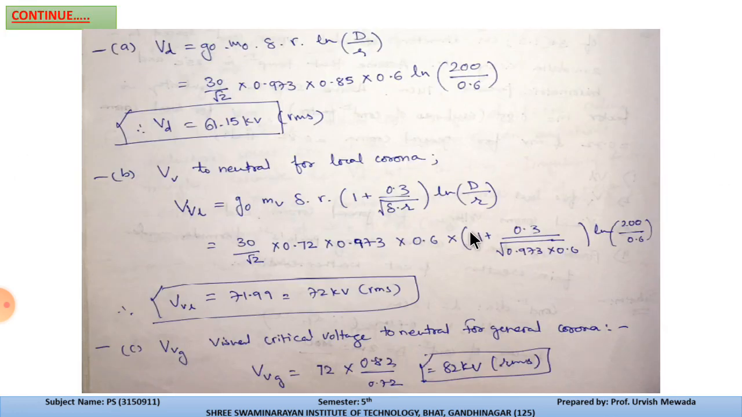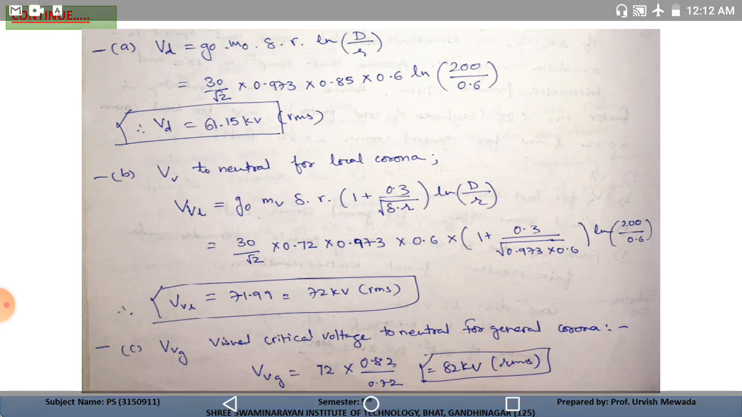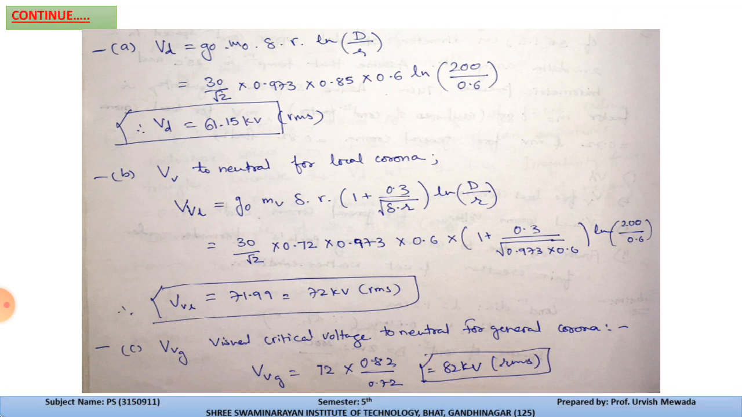We are just replacing all the values: g0 is 30 by root 2, then mv is 0.72, delta is 0.973, then r is 0.6, and 1 plus 0.3 by root of 0.973 into 0.6, and ln 200 by 0.6. So Vv is ultimately 71.99, and it can be written as 72 kV rms also. Now for the visual critical voltage to neutral for general corona, Vvg is written. These are the values which are given, so we just place the values and we can find out the Vvg, and this is in rms.